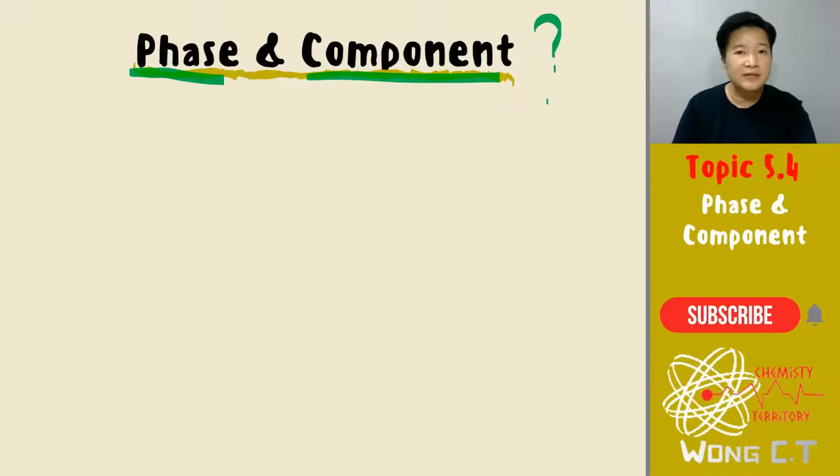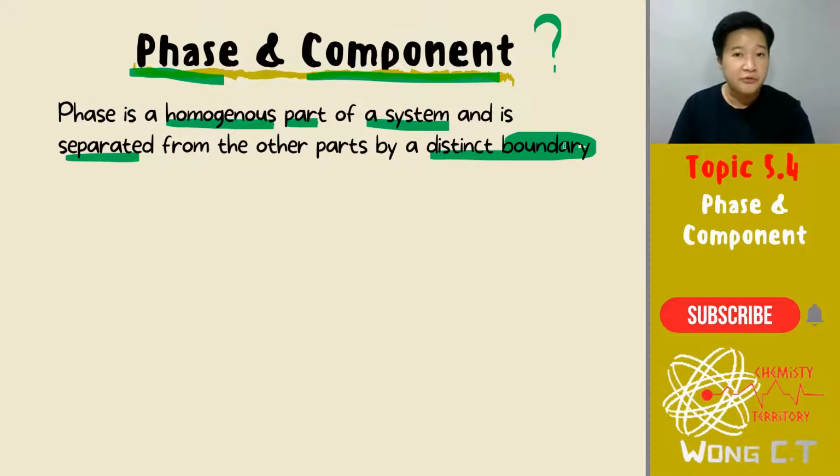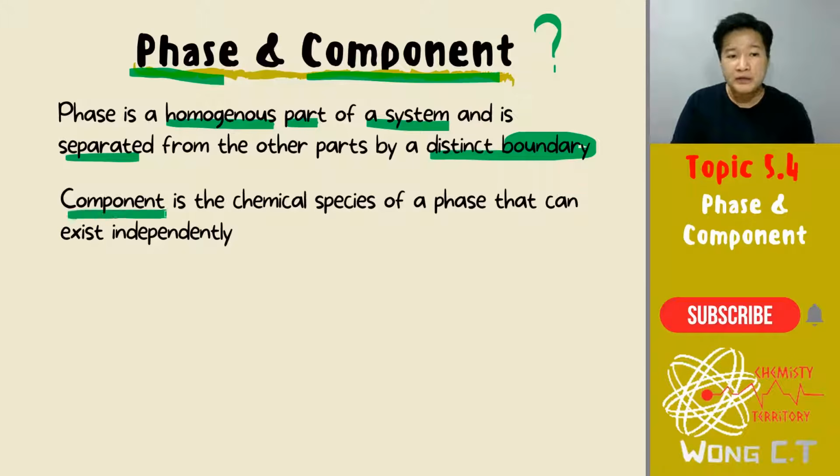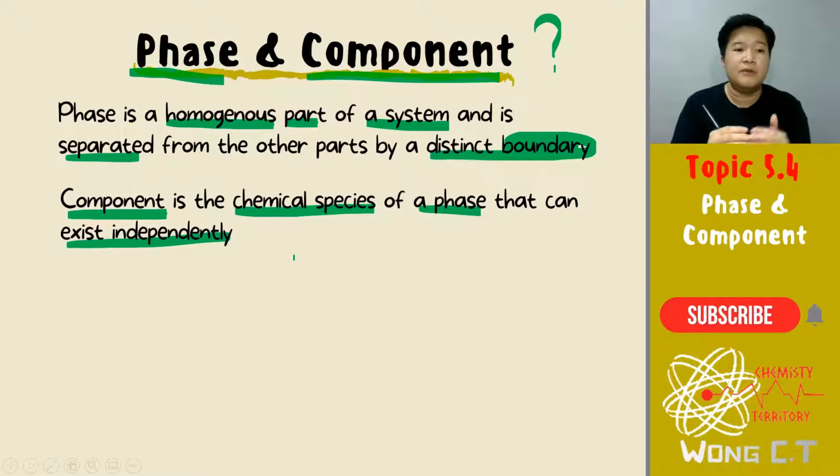So what is actually phase and component? Quite simple. Phase is actually a homogeneous part of a system and is separated from the other parts by a distinct boundary. If you can see there is a boundary, then you have different phases. So phase is when you can see a distinct boundary in a system. Component is the chemical species of a phase that exists independently. So component is every single compound that you have in your entire system. So how many components do you have in that system?